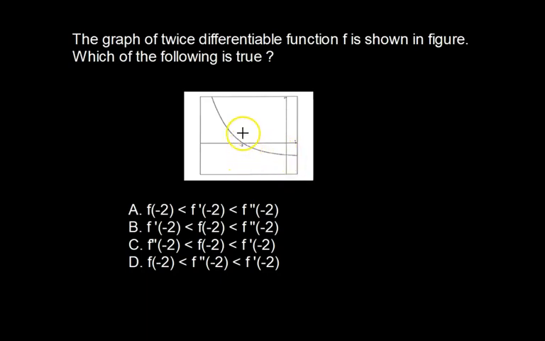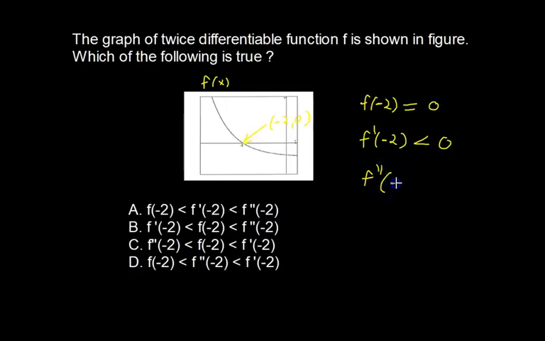Here we need to check the function value and the value of derivatives at negative 2. This is the graph of the function f(x) given here, and we see that at negative 2 the value of this function is 0. So this point is (-2, 0), and we can write this as f(-2) equals 0. We see that the graph is decreasing here. That means the first derivative at this point is going to be negative, and the graph is concave up on this interval. So the second derivative is going to be positive.